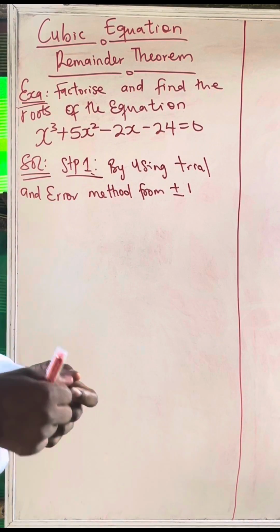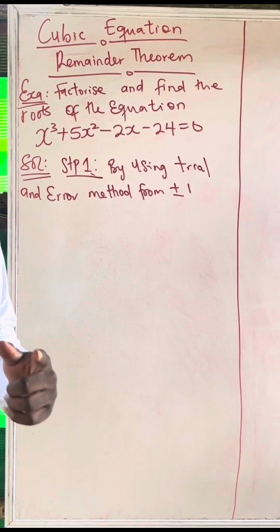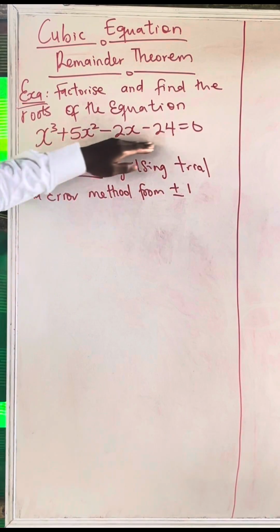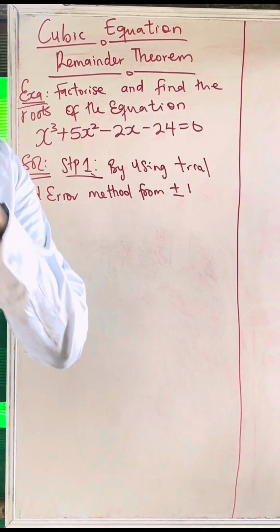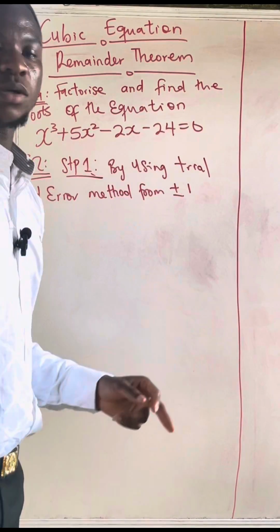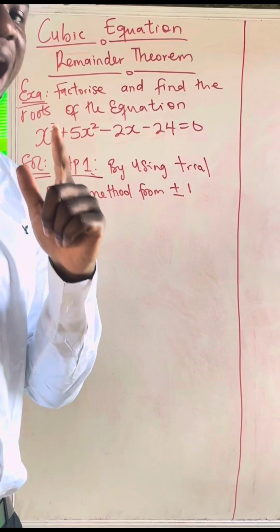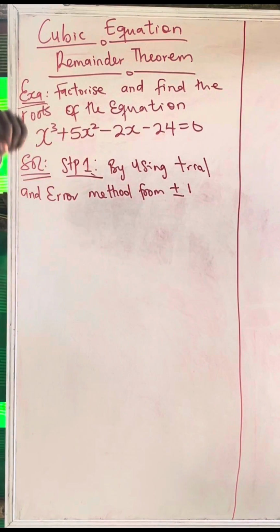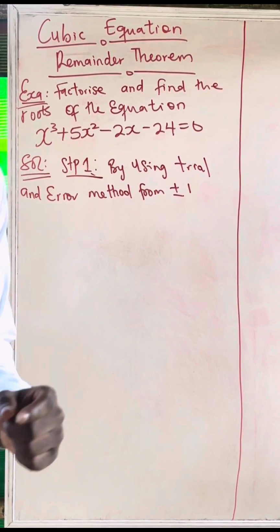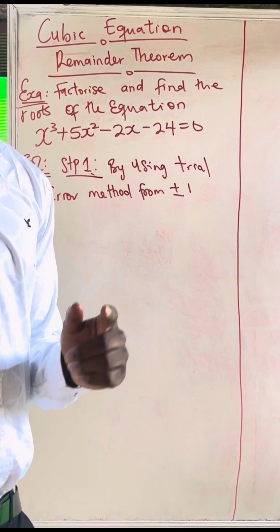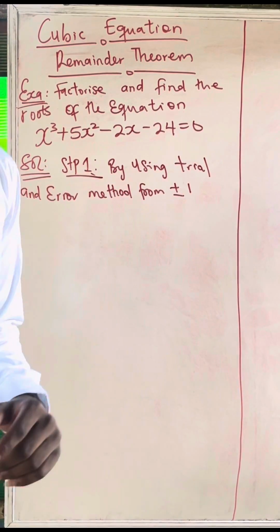How are you going to know that? We are going to firstly substitute plus 1 into this expression. If it gives us 0, that simply means that plus 1 is the first factor of this equation. But if it does not give us 0, that simply means that it is not among the factors. So we are going to use another one.